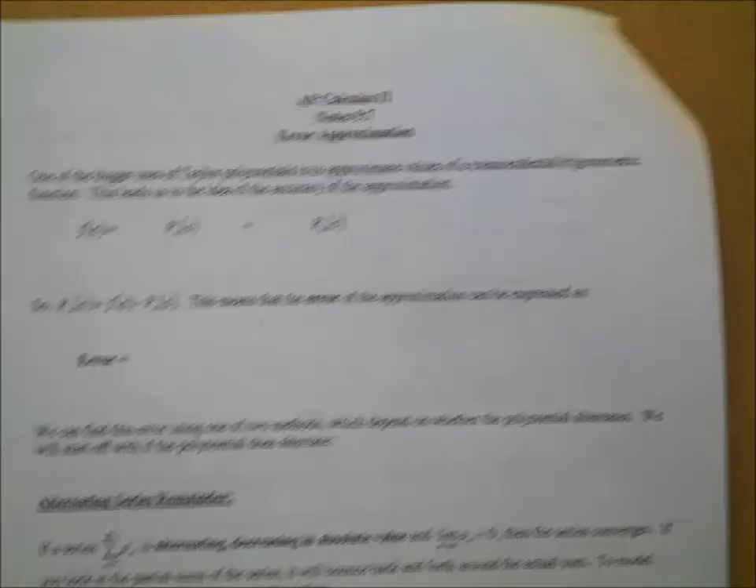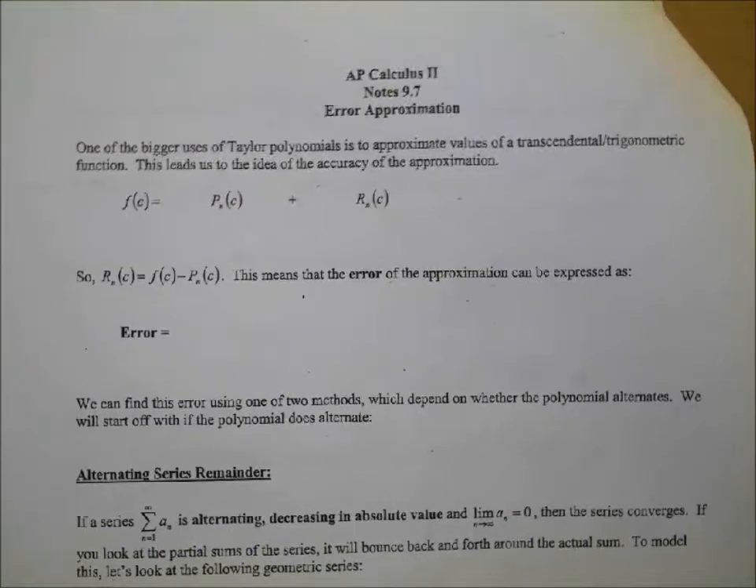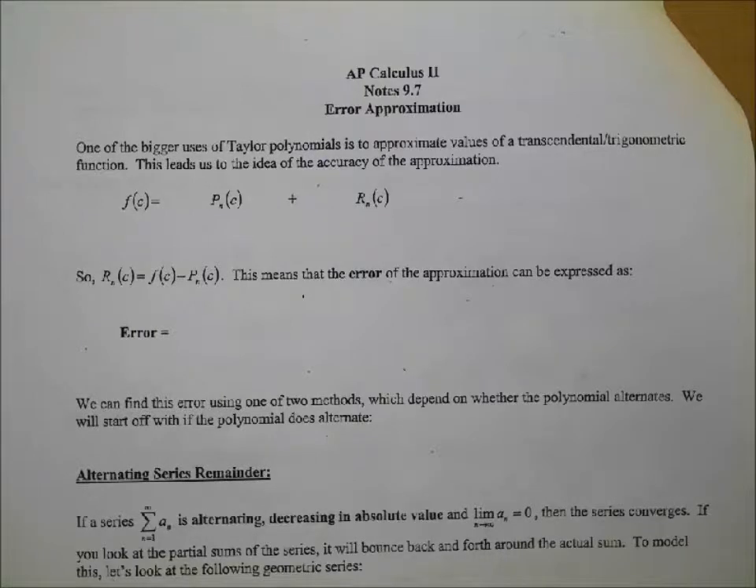All right, the next section we're going to be looking at here is section 9.7, error approximation. Okay, and this is our last section. We're going to stay at 9.7 for 2 days. Error approximation, section 9.7. Spend 2 days on this, right?